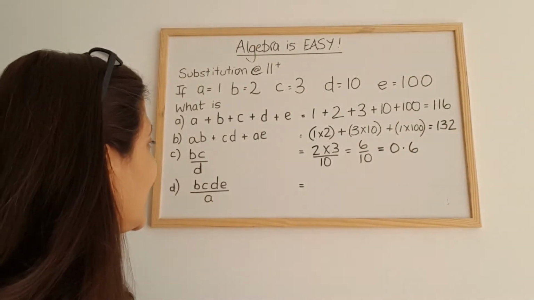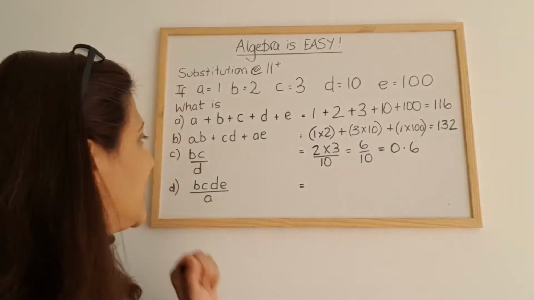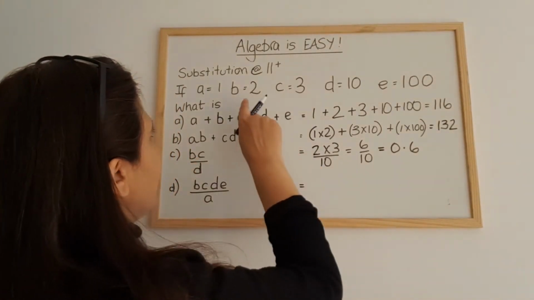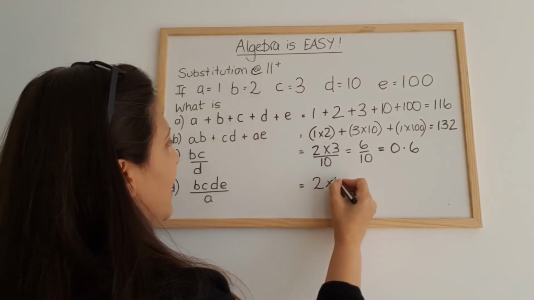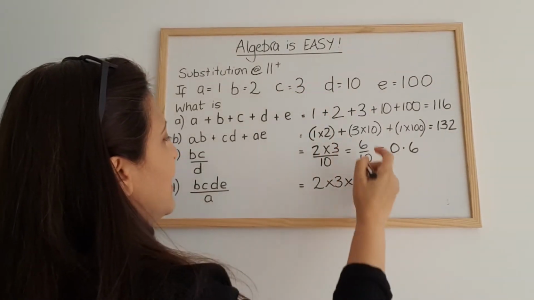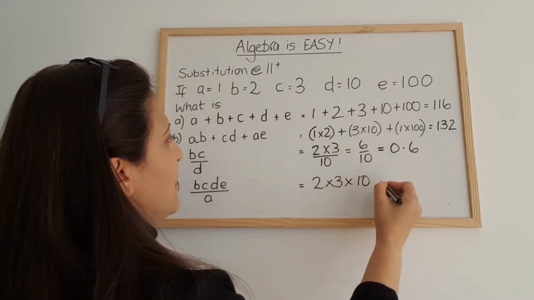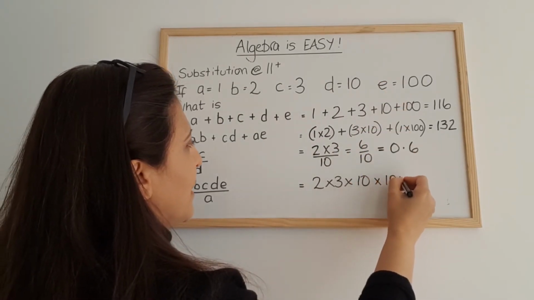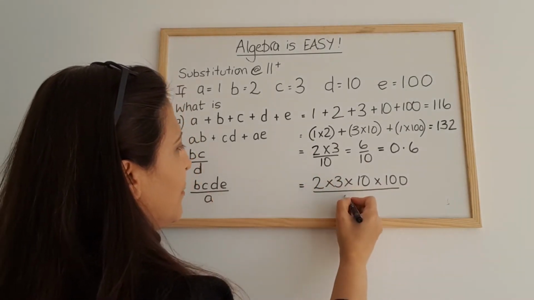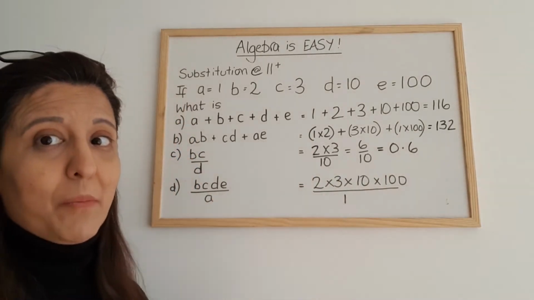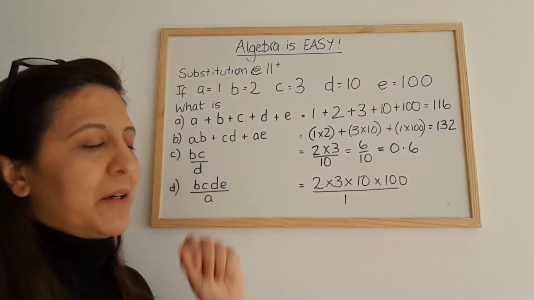B, C, D, E divided by A. Let's take a look at that. So B is 2 times C, which is 3, times D, which is 10, times E, which is 100, divided by A, which is 1. Now I'm going to talk about that. When you divide by 1, the answer is just itself.